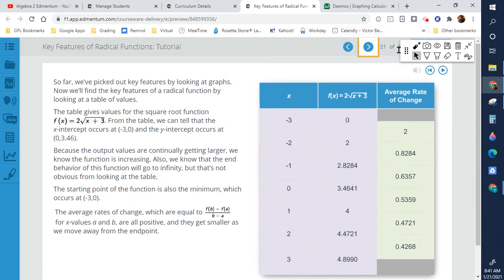And right now, since we're already on slide 21, we'll talk about how we can interpret these changes on tables, as well as talking about average rate of change, meaning the slope. So I'll save that for part 2 of this video.